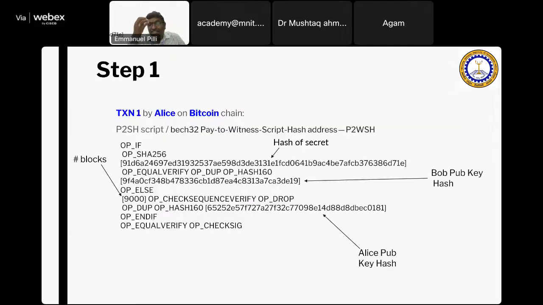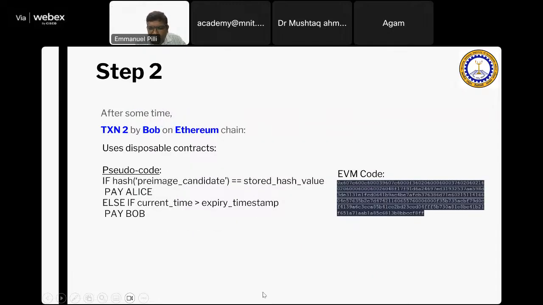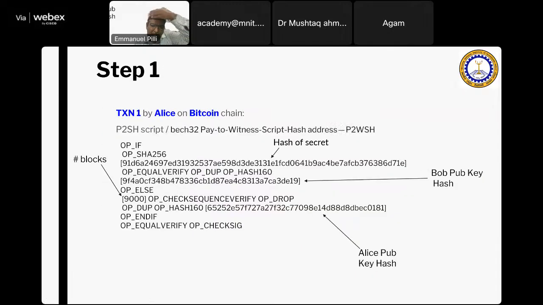So these are again the scripts that are there. P2WSH scripts are used. Transaction by Alice on Bitcoin, and there are some conditions. So there is the hash of the secret key, the hash of the next value that is placed, Bob's public key is placed, and you have Alice's public key also, and then you are successful in that, right? So that's step one.